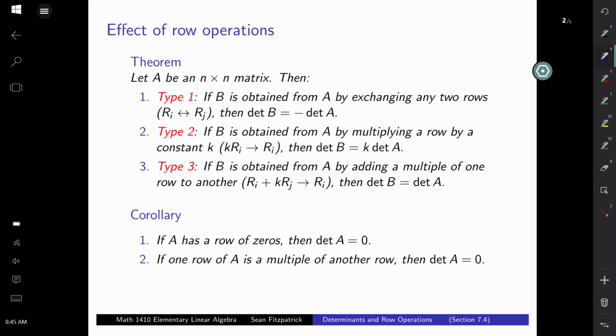This third type of row operation, where you add a multiple of one row to another, does not affect the determinant. And that's really useful because we know that that's the type of row operation that we use most often to create zeros. If we're trying to get down to triangular form, we're trying to create zeros, that's the type of row operation that we're going to use. And because that doesn't change the determinant, we can do as many of those operations as we want, and we know that the determinant of the resulting matrix will be the same as the determinant of the one that we started with.